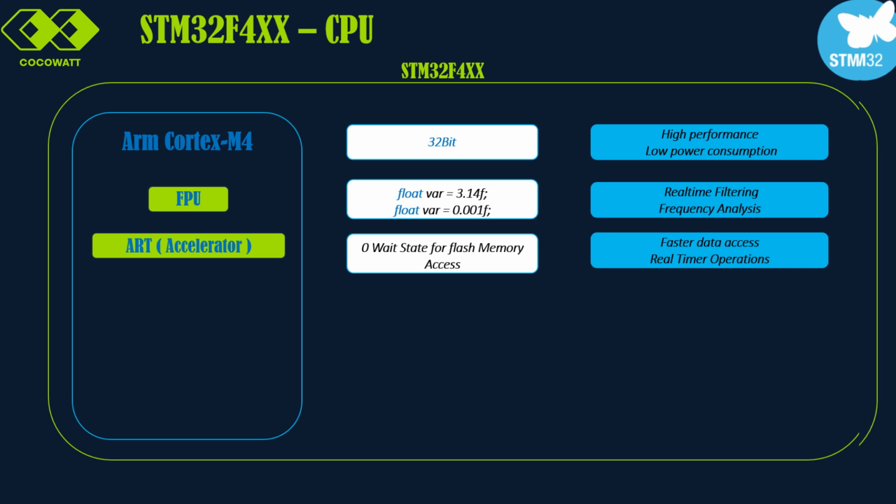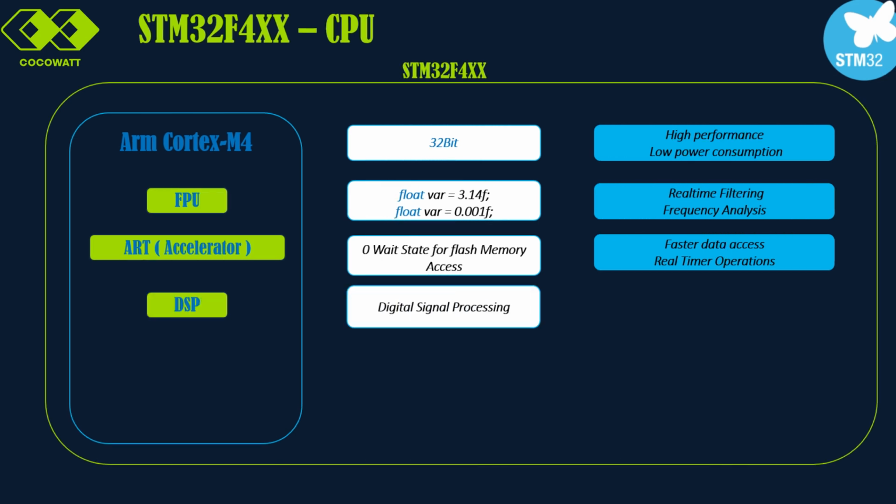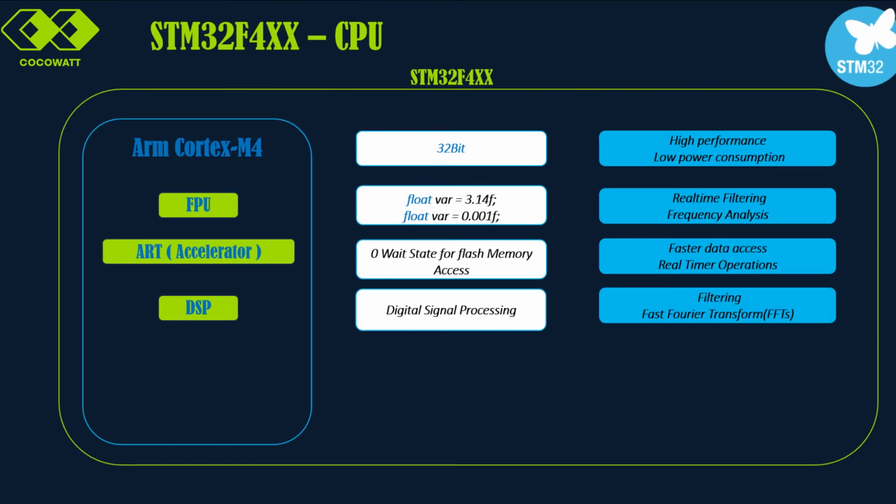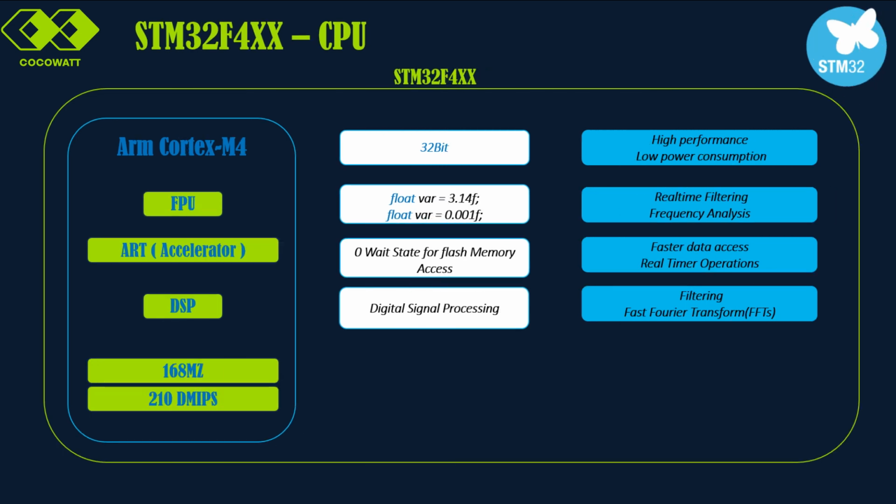Then there are the DSP instructions. These are optimized for tasks like filtering and Fourier transforms, making the STM32 ideal for audio processing, sensor data analysis, and motor control. Let's talk about performance.